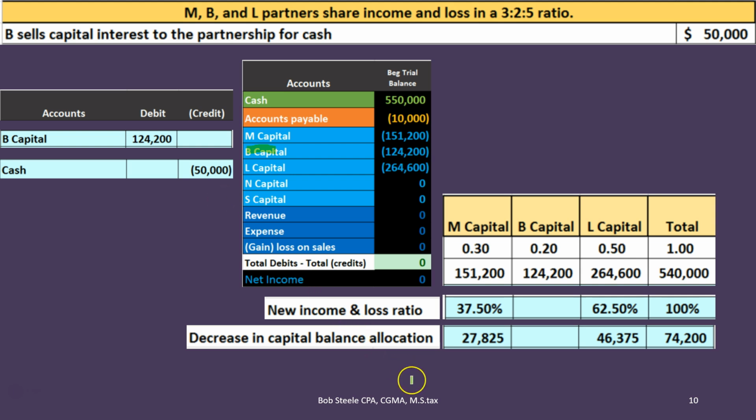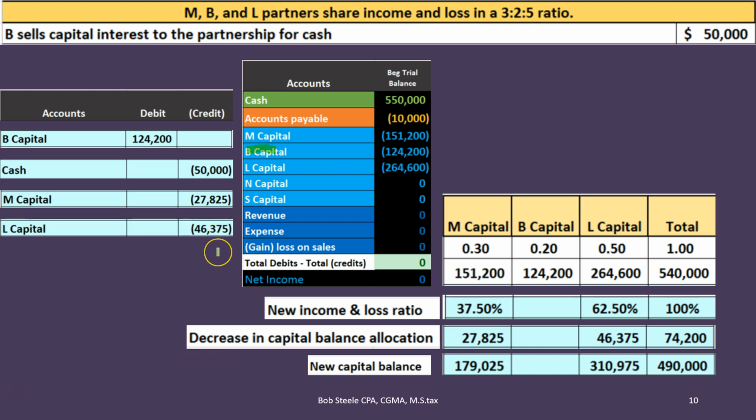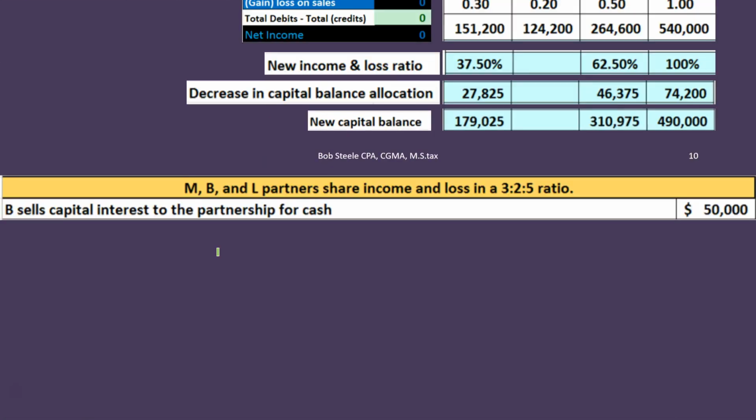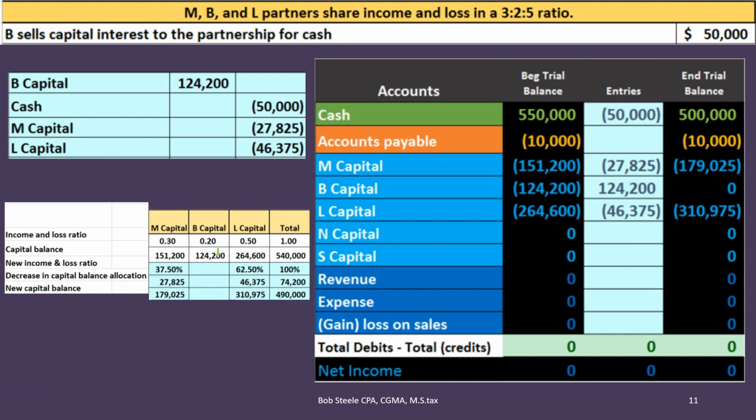So our new capital account balances would be the 179,025, which of course is the beginning balance plus the 27,825, and the 264,600 plus the 46,375, giving us the 310,975, which will give us a total capital account balance of 490. So if we see that in terms of journal entry, we're going to credit or increase the capital account balance for M, 27,825, and we're going to credit L, the 46,375.